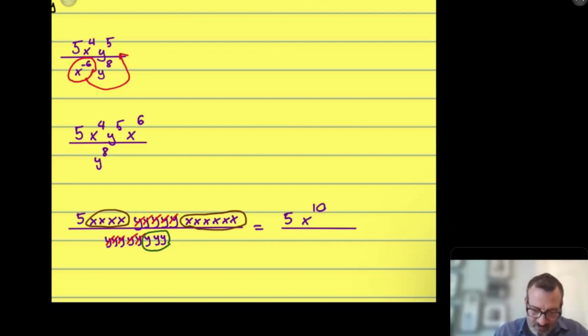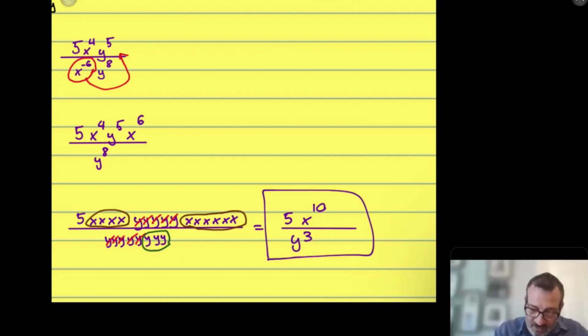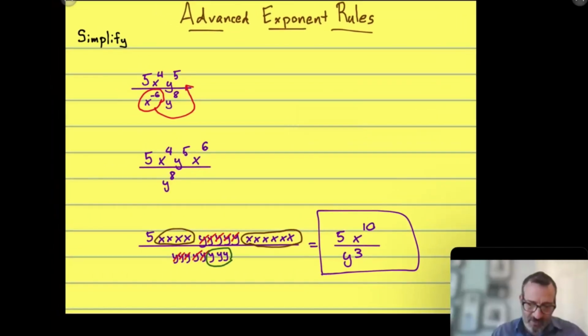And then what else do I have? 3 y's, and where are the 3 y's going to go? On the bottom. Correct. All right, and this is your answer. There's nothing else we can do to it. All my x's combined, all my y's combined. That makes it easier to see. Okay, now let's do the same thing, but let's do it the quicker way.